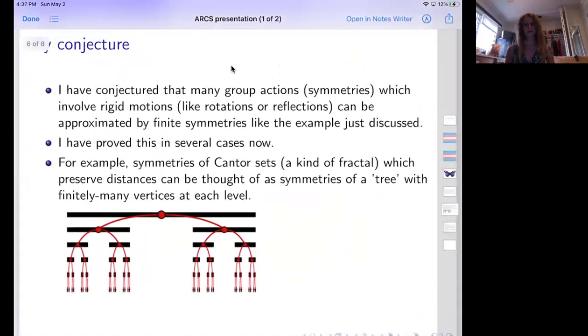So my conjecture in general is that many types of symmetry that involve rigid motions like rotations or reflections can be approximated by finite symmetries like the example just discussed. And I've proved this in a couple of cases now. For example, one can also think of symmetries of Cantor sets that preserve distances. And these can be thought of as symmetries of sort of an infinitely branching tree with finitely many vertices at each level, as I have pictured here.